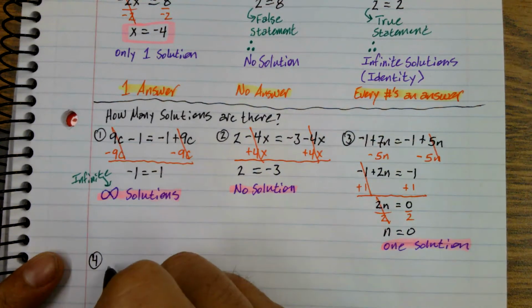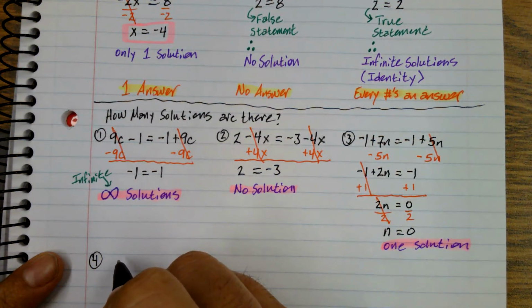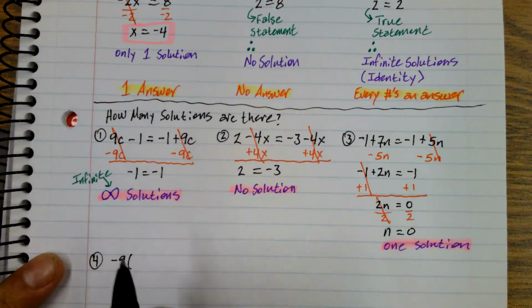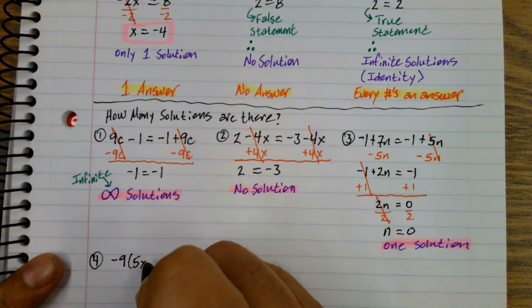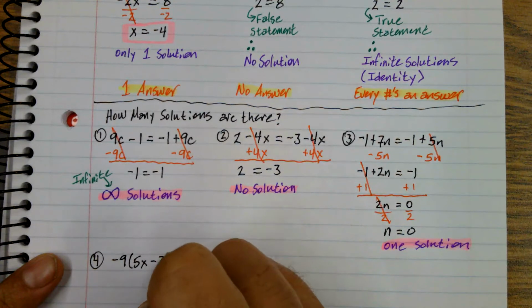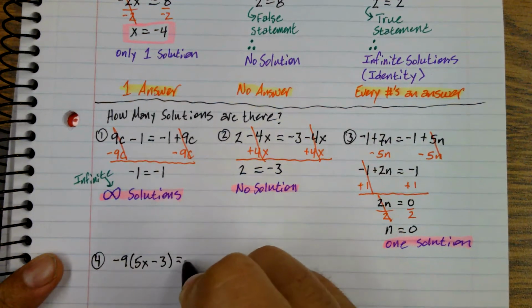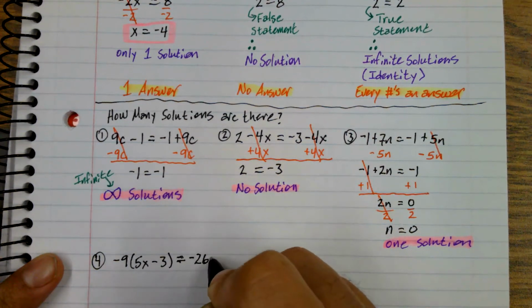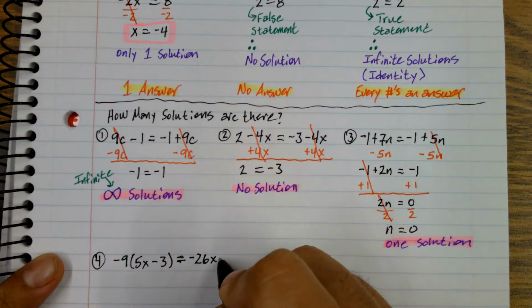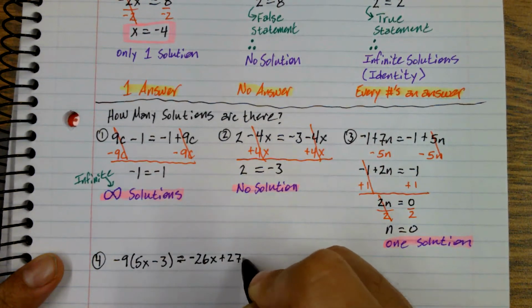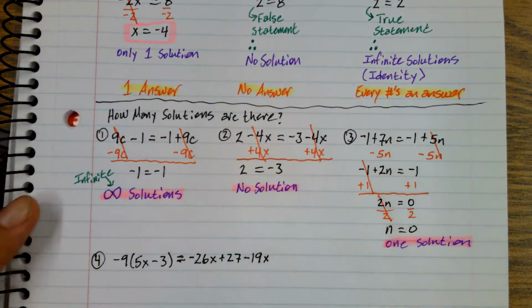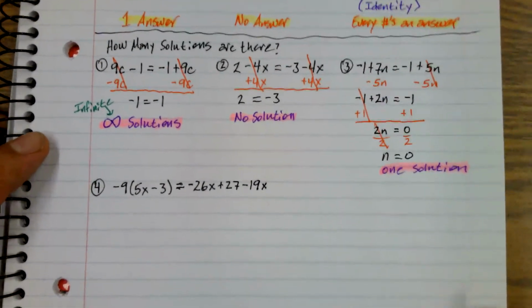Okay. Let's say I have, for example, negative 9 times the quantity 5x minus 3 equals negative 26x plus 27 minus 19x. Let's try this.